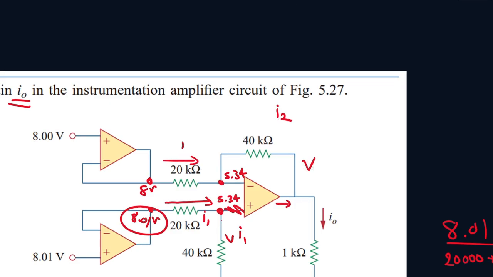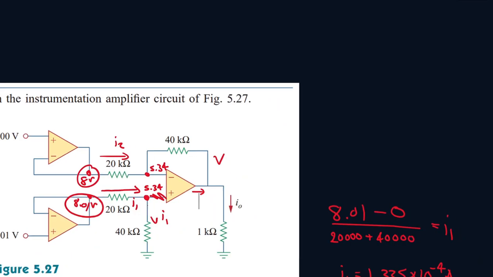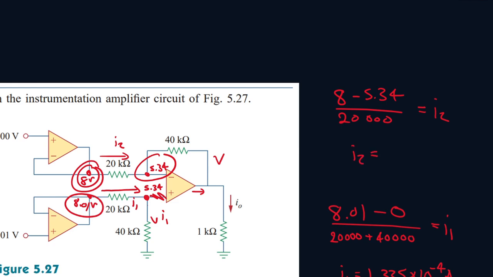So we know I2 is going to be passing from here to here and then from here to here. So I2 we can find as 8 minus 5.34 all over 20,000 ohms, and this will be equal to I2. So I2 will be 1.33 times 10 to the minus 4. So that's going to be the current here, and that will also be the current here.